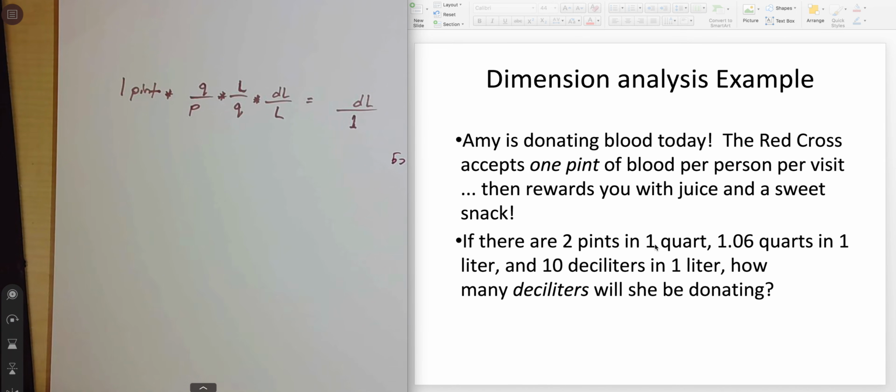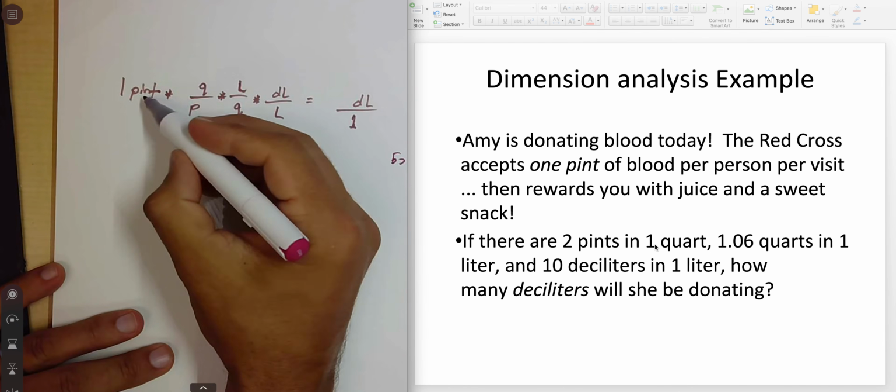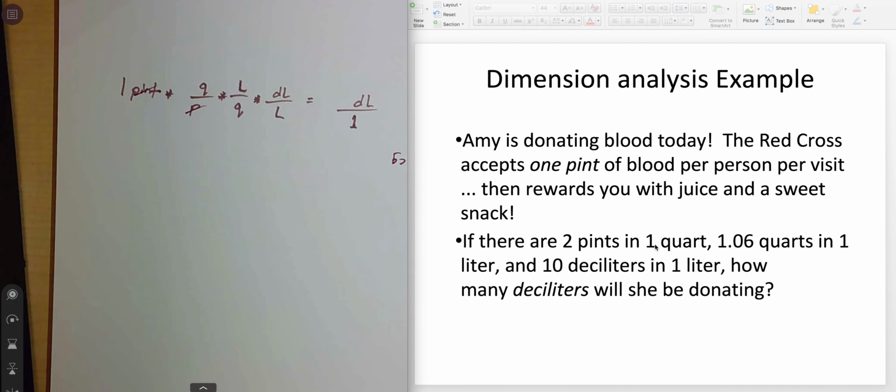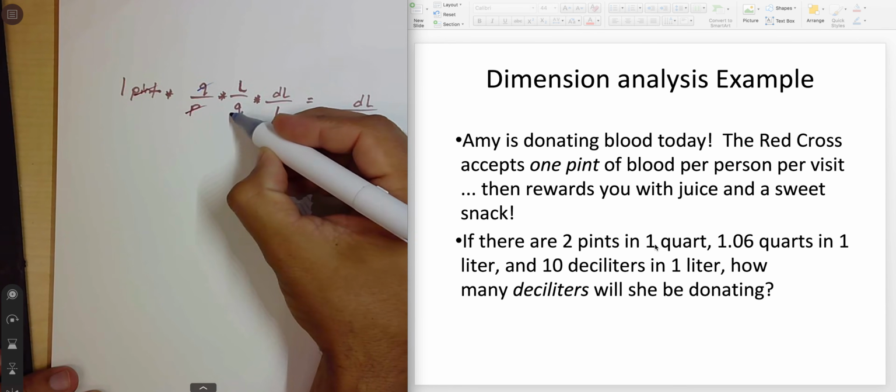So let's walk our way through how we just did this so you can see that the units all line up now. Pints cross cancel with pints. Quarts cross cancel with quarts.